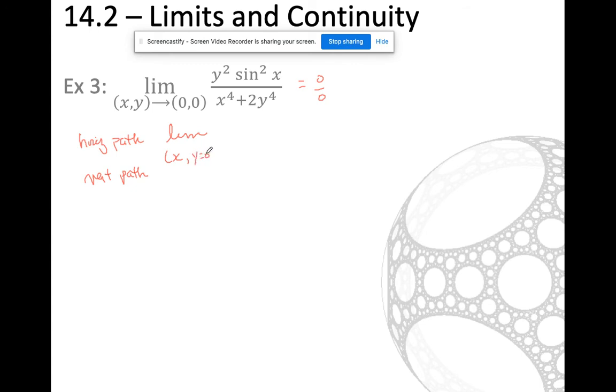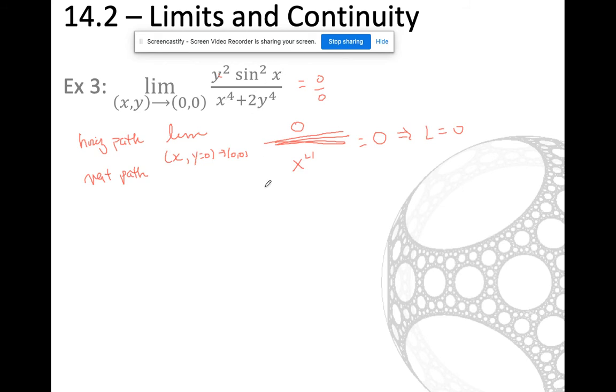Hold y constant. So my numerator becomes 0, right? Because y squared is going to be 0, and my denominator becomes x to the 4th. Simplify that, it is 0. So what is the limit of the constant 0? That limit is 0.